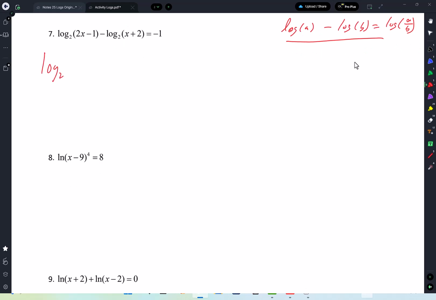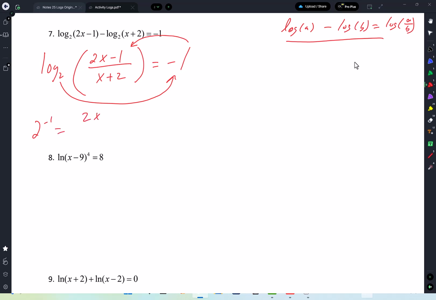Log base 2 of the quantity 2x minus 1 over x plus 2, equals negative 1. Utilizing that rule right there. All right, now we're going to turn it into an exponent. 2 to the power negative 1 equals that expression. So 2 to the power negative 1 equals 2x minus 1 over x plus 2.